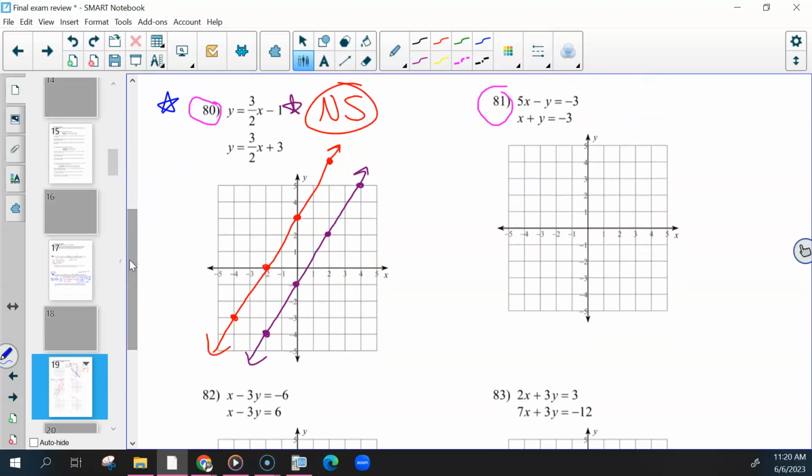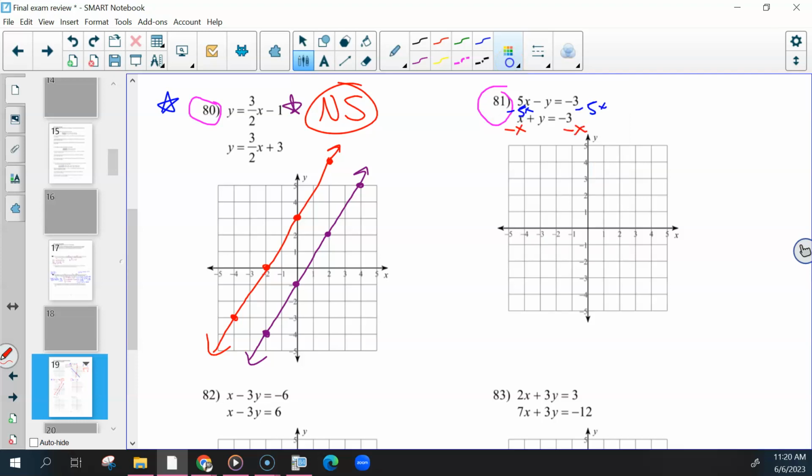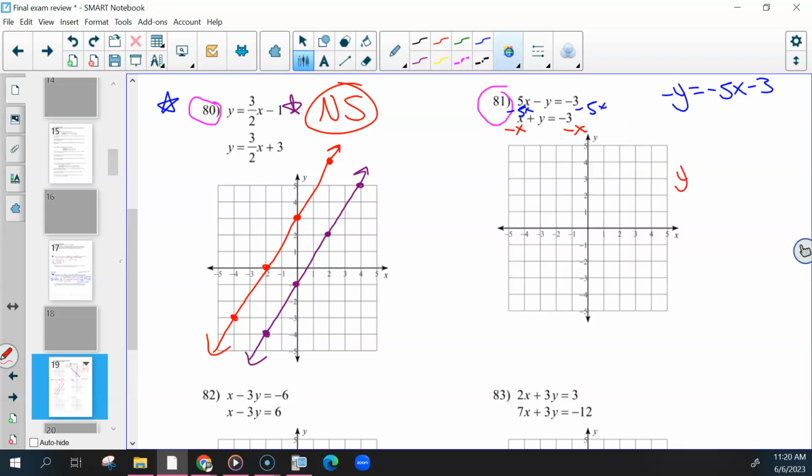Okay, for 81, we have to solve both of these equations and get them in slope intercept form. So move the 5x by subtracting, and do the same thing to the second one, move the x by subtracting. So for the first one, we have negative y equals negative 5x minus 3. And the second one, you have y equals negative x. The second one is completely solved, but the first one we still have to get y by itself. So divide everything by negative 1, and we get y equals 5x plus 3.